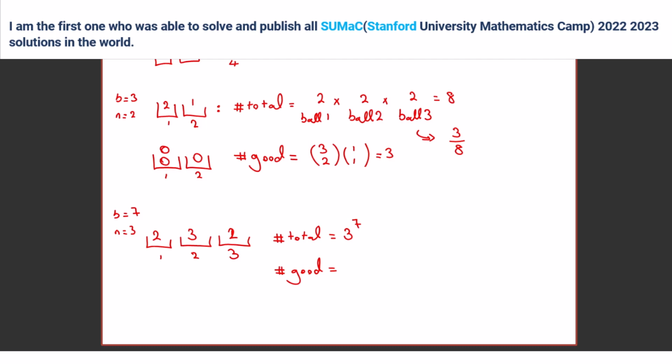7 choose 2 times 7 choose 3 times 7... No, 7 choose 2 times what? Choose what? Oh, 5 choose 3, yes, times what? And then 3 choose 2, 2 choose 2. Look, 5 choose 3, when you select 3 of them, yeah, 2. So you should divide this by this. Finished, right?